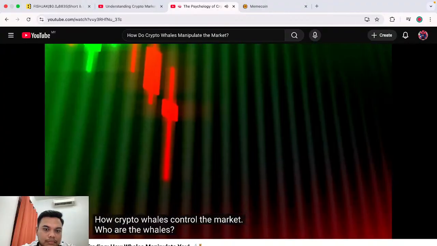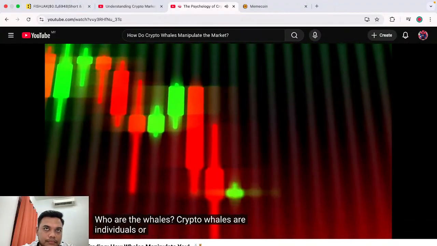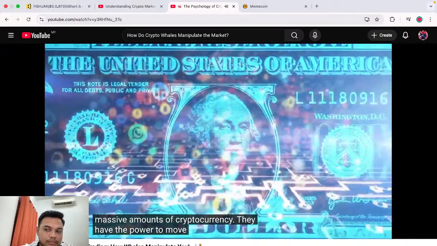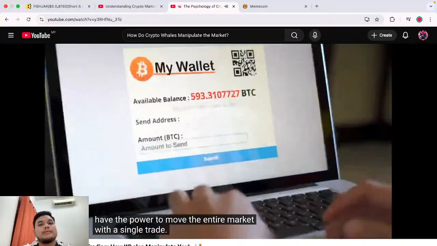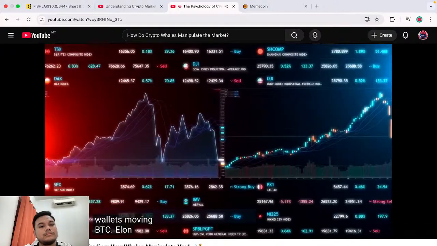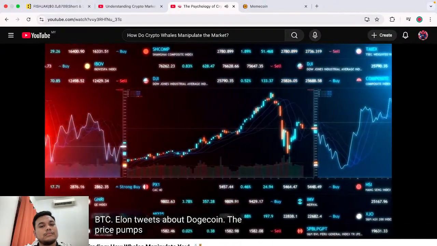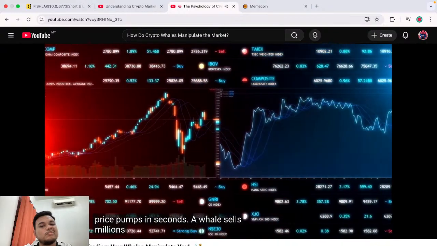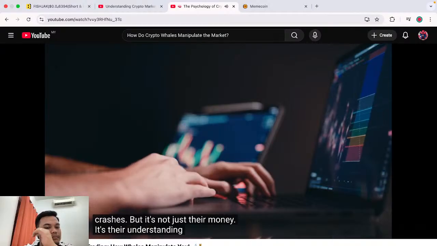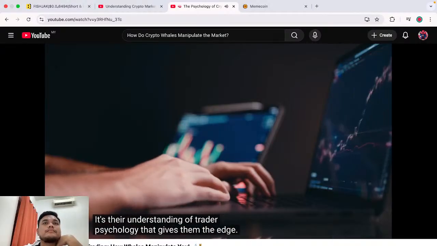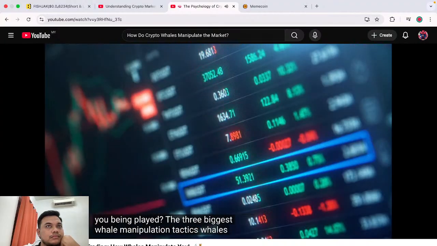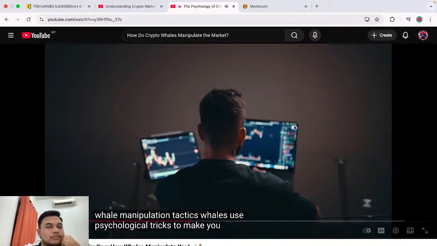Who are the whales? Crypto whales are individuals or institutions holding massive amounts of cryptocurrency. They have the power to move the entire market with a single trade. Example: Satoshi-era wallets moving BTC, instant panic. Elon tweets about Dogecoin, the price pumps in seconds. A whale sells millions in Ethereum, the market crashes. But it's not just their money, it's their understanding of trader psychology that gives them the edge. Are you being played? The three biggest whale manipulation tactics: whales use psychological tricks to make you react.